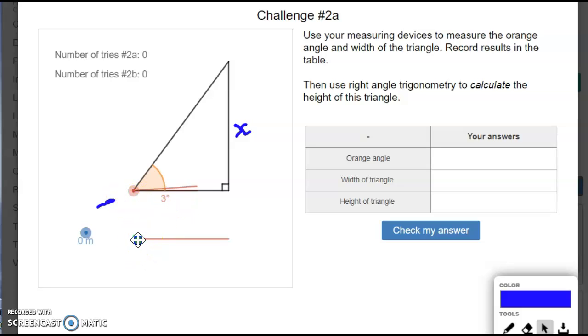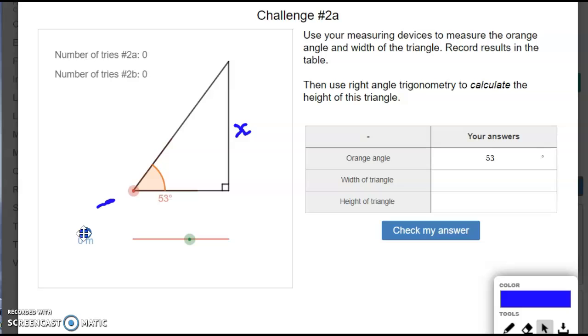All right, then I am going to move you like so, until it is flush. There we go. That looks pretty good. Okay, what do you think? Oh, maybe 53 will be better. Okay, so then I know the orange angle is again 53. And then what about the width of the triangle?